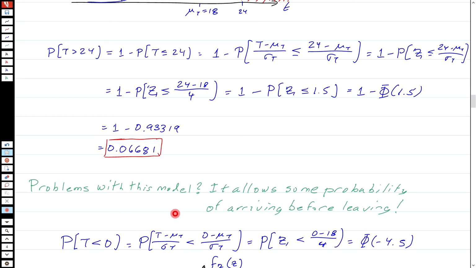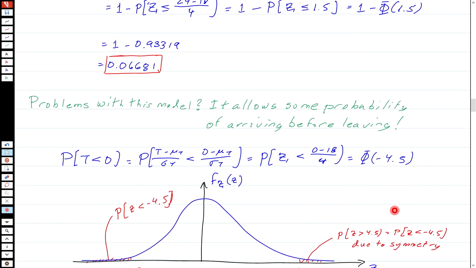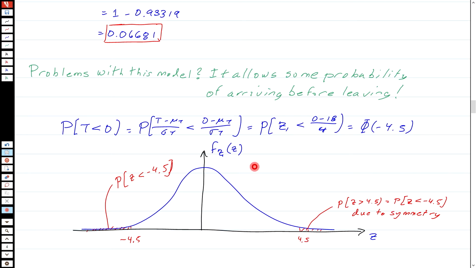In fact, if we look at the probability that T is less than 0, so that we arrive before we leave, I do my usual thing, standardize, and I get on the right-hand side 0 minus mu of T over sigma of T. That's 0 minus 18 over 4, which is phi of minus 4.5. Phi of minus 4.5 is the probability that I'm less than minus 4.5, which by symmetry of the standard normal curve is the same as the probability that I'm greater than 4.5 on this side. So the probability of Z less than minus 4.5 equals 1 minus phi of 4.5: 1 minus the area to the left of 4.5 gives me the area to the right of 4.5.